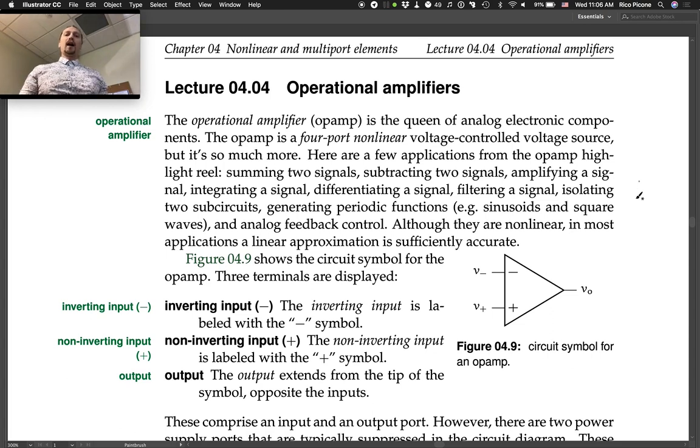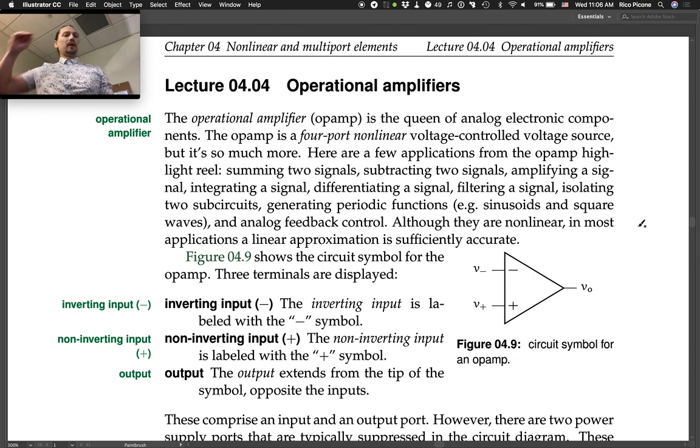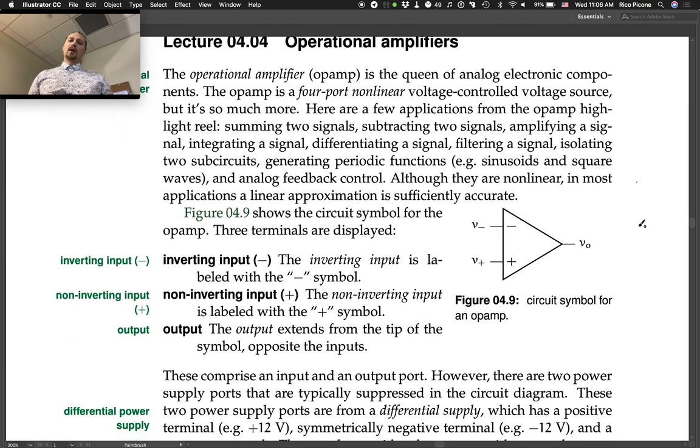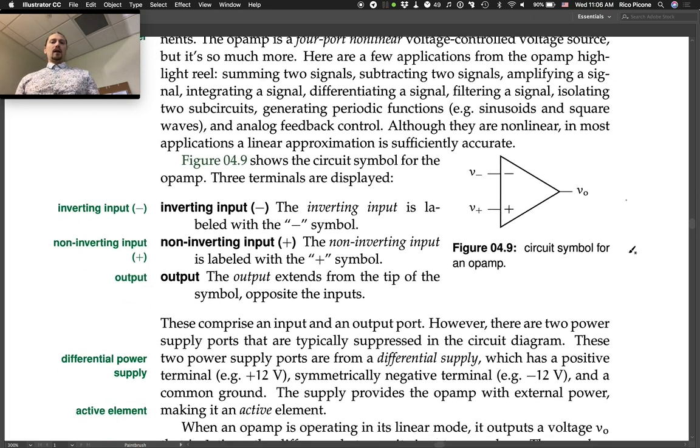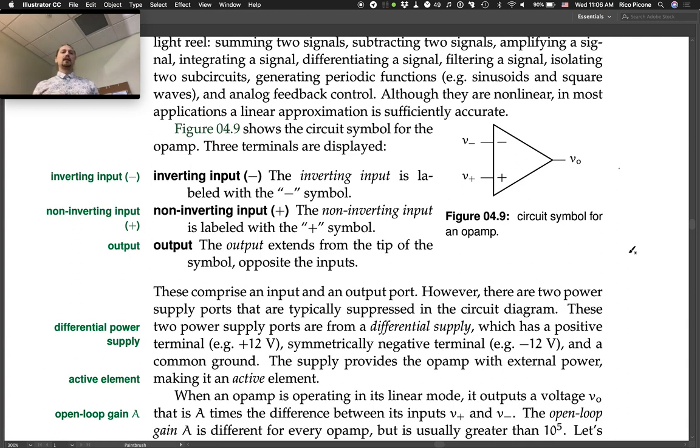Nice. So figure 4.9 shows the circuit symbol for the op amp. Three terminals are displayed. The inverting input, which is denoted with the minus symbol. The non-inverting input, which is denoted with the plus symbol. And the output, which in this case we've labeled Vout, VO. These comprise an output and an input port. So the input side and the output side. So that's two of our four ports.